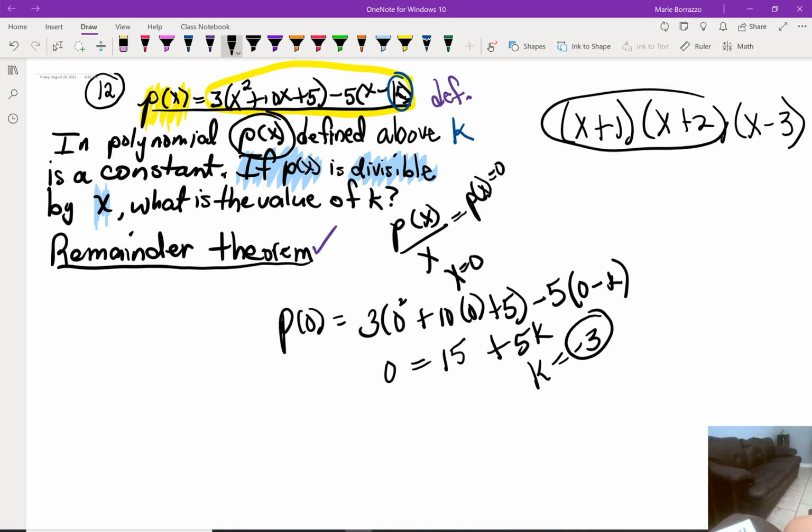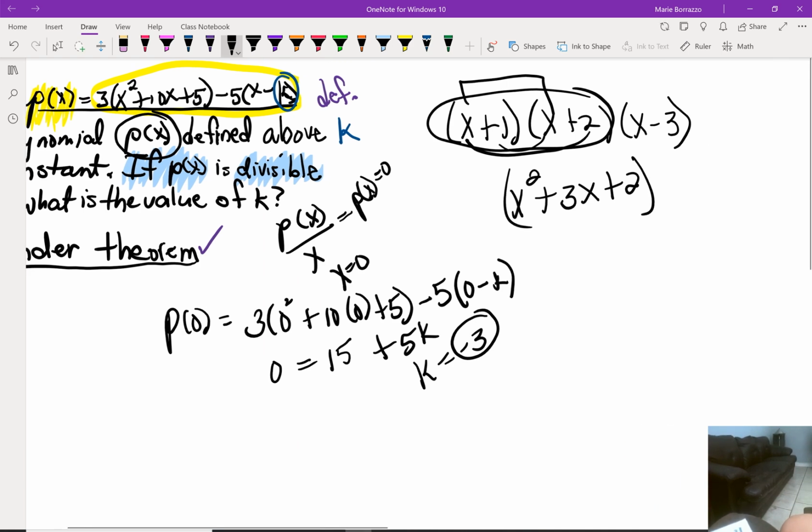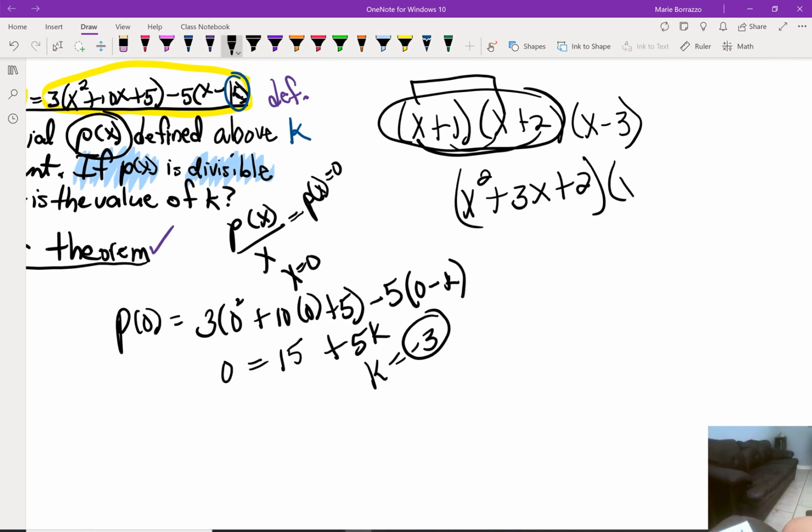So first thing I'll do is I'll multiply these two factors. I get x squared plus 3x plus 2. Remember, it's first: x times x is x squared. Inner and outer: 1x and 2x, so that is 3x. And 1 times 2 is 2. All of that now gets multiplied times x minus 3.